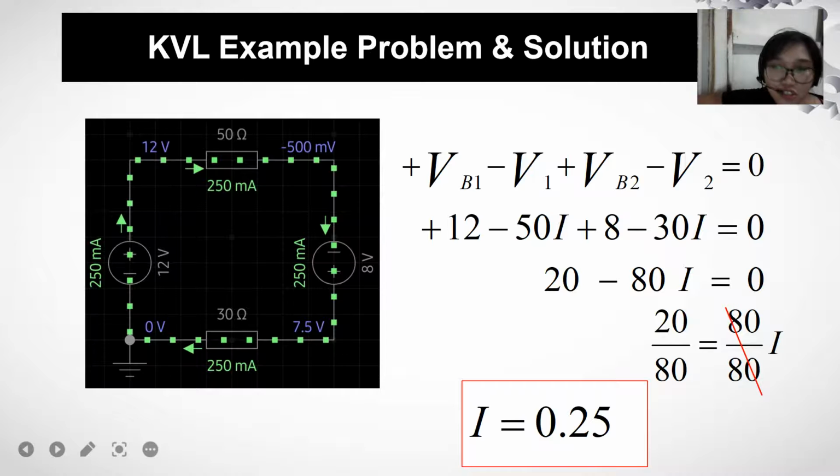So now we have 20 minus 80 I is equal to 0. We have to find the value of current. So I transfer the term that has the variable to the other side, so it became positive. Now we have to cancel the coefficient of the current and divide also the number that is left. So this is the result of current. 20 divided by 80, we have 0.25 A current.